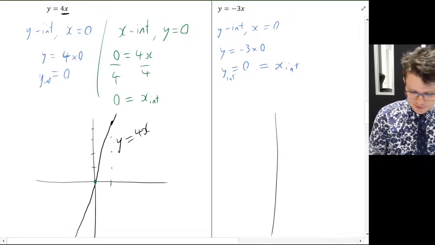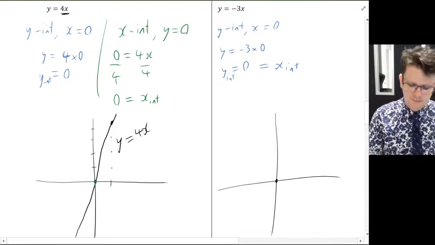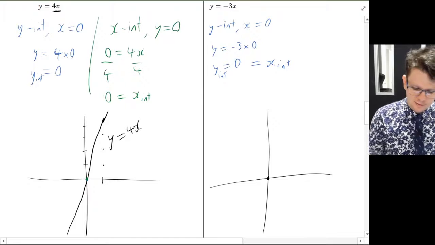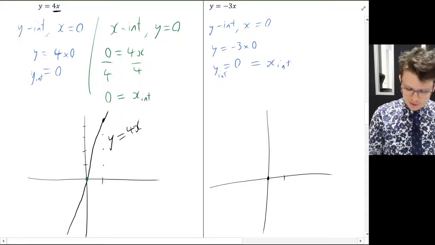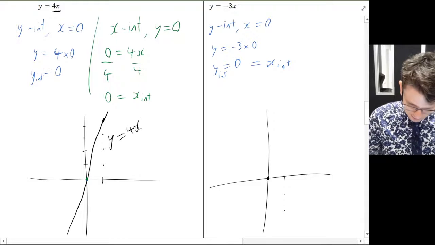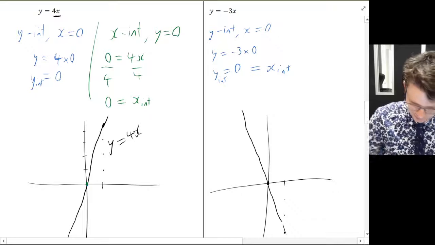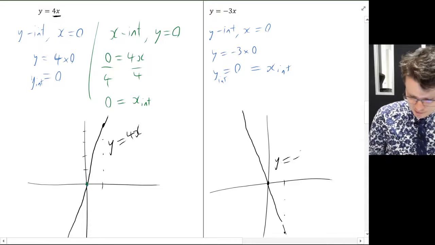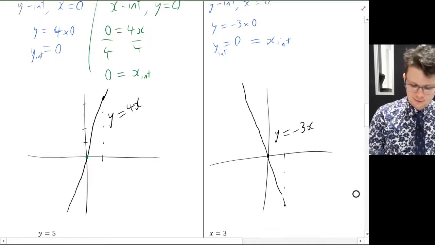Let's draw up my axes. So, once again, we know where they hit here. But where am I going to be able to get another point? Well, negative 3 means for every step across, I take 1, 2, 3 steps down, and there's my second point, ready for a sketch. y is equal to minus 3x.